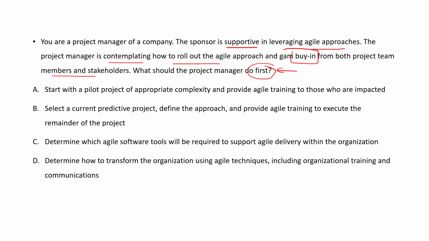B: Select a current predictive project, define the approach, and then provide agile training to execute the remainder of the project. C: Determine which agile software tool will be required to support agile delivery within our organization. D: Determine how to transform the organization using agile techniques, including organizational training and communications. You can do all these things, but what will you do first? What you have to do?